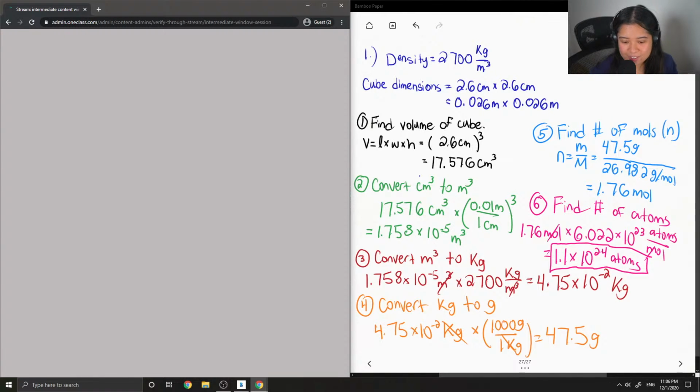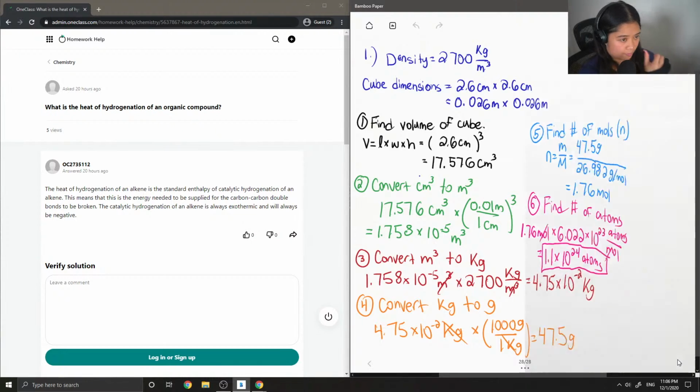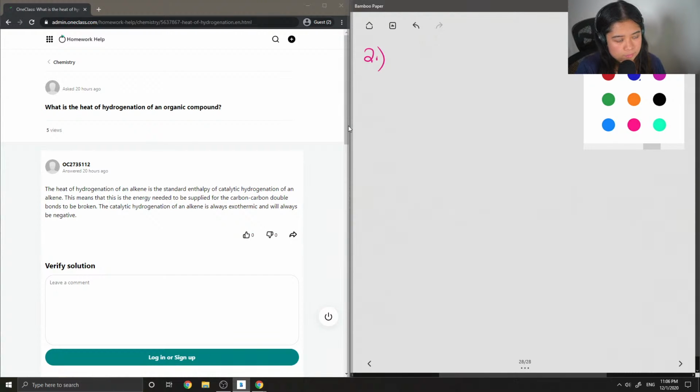Okay, so now we can move on to question number 2, which asks, what is the heat of hydrogenation of an organic compound? Okay, so first let's remember what a hydrogenation reaction is.